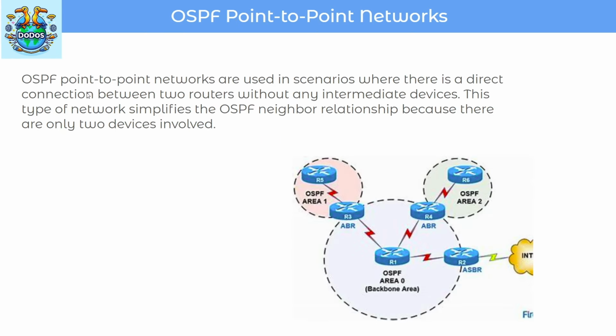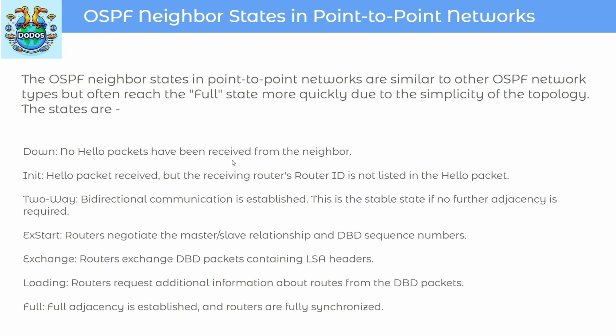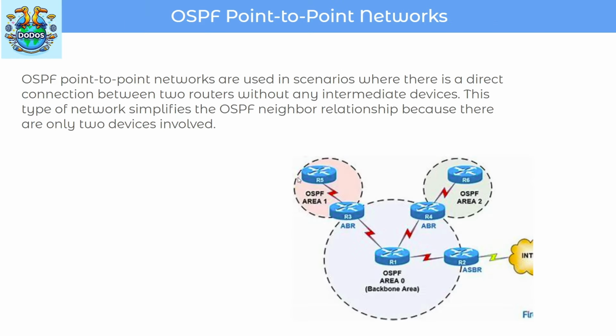OSPF point-to-point networks are used in scenarios where there is a direct connection between two routers without any intermediate devices. This type of network simplifies the OSPF neighbor relationship because there are only two devices involved. So you can see the area. It's a point-to-point network.